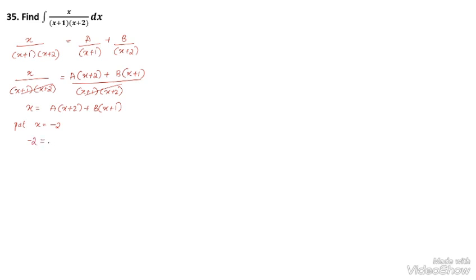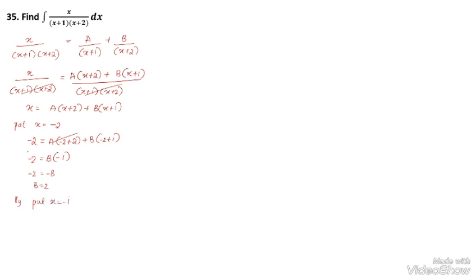Minus 2 is equal to a into (minus 2 plus 2) plus b into (minus 2 plus 1), in place of x we have minus 2. This one gets cancelled. Minus 2 is equal to b into (minus 2 plus 1), that is minus 1. Here minus 2 is equal to minus b. Then the b value becomes 2. In a similar manner, put x equal to minus 1.